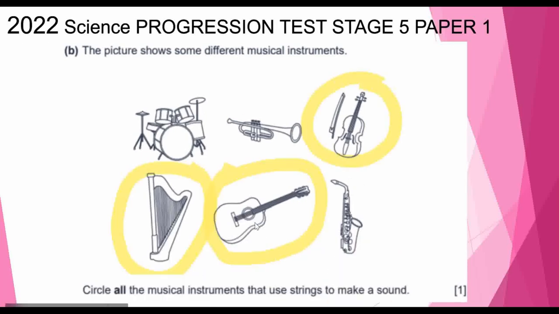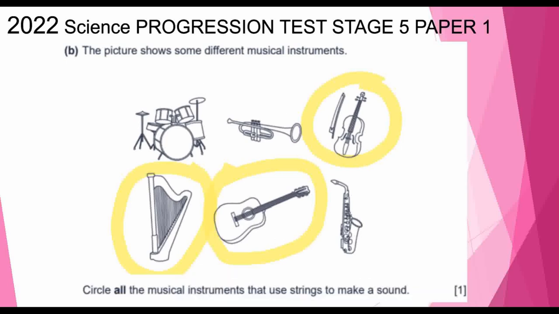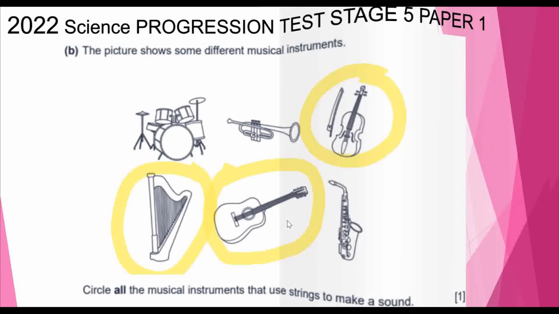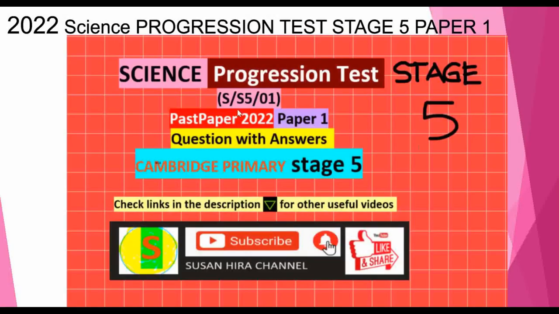Here we go. Violin has string, guitar has string, and harp has string. So that's the last question, and today we have discussed Science Progression Test Stage 5 with the past paper code S/S5 0/01, past paper 2022, paper 1, questions with answers for Cambridge Primary.